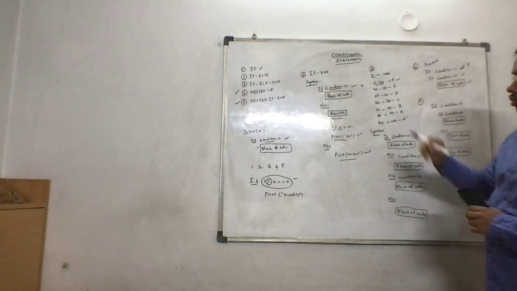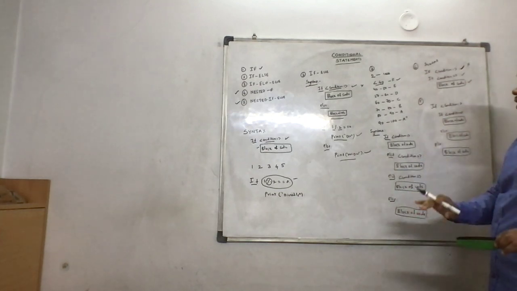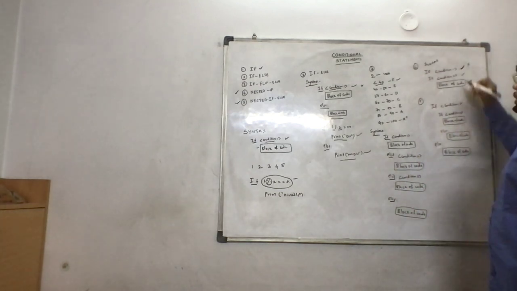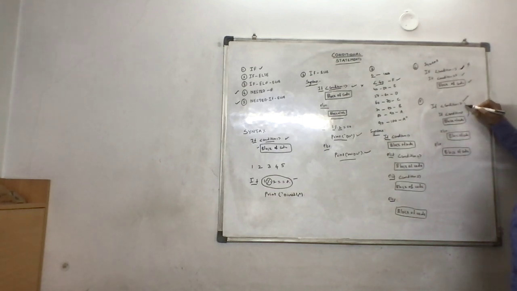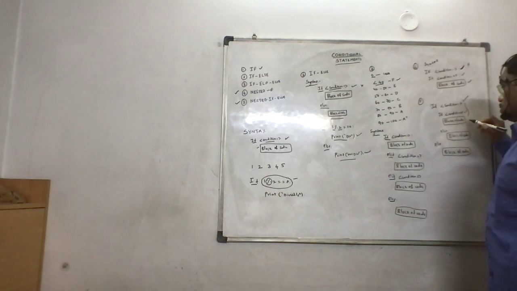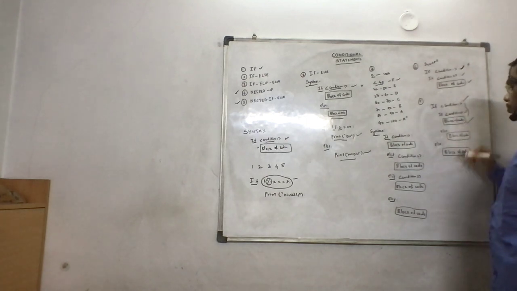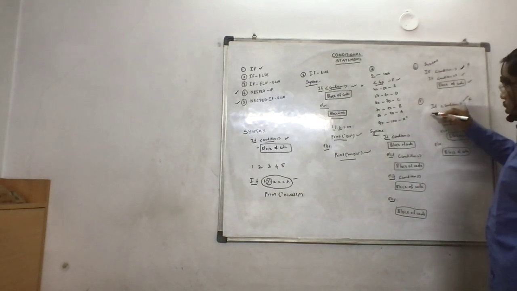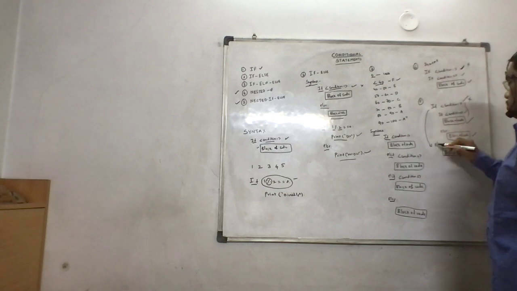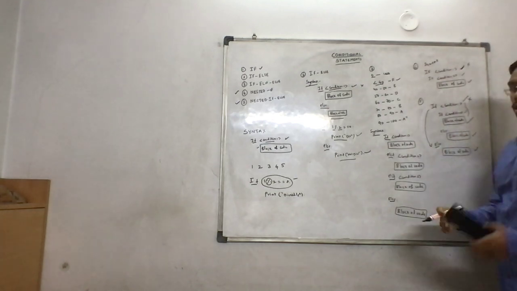Next, coming to the nested if else. It is similar to if else, but it is an if else inside another if else. So in the same way, this is the nested if else. It is going to check whether this condition is true or not. If this condition is true, then it is going to check for this condition. If this condition is also true, then it is going to execute this block of code, else it is going to execute this other block of code. But if the first condition is not true, then it is going to come directly to this else block and execute this block of code.